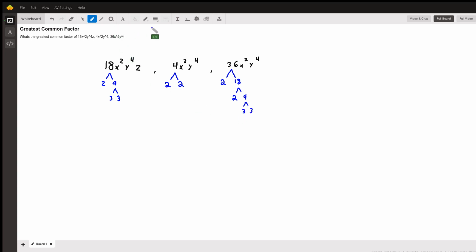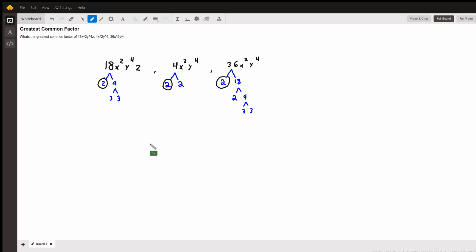Now, when finding the greatest common factor, we're looking for the factors that are the same in each of our 3 factor trees. So notice that each number has a factor of 2. So I'm just going to circle the 2, and you want to see if there's any other pairs of factors that match up. Well, there isn't. So that tells us that the greatest common factor between 18, 4, and 36 is going to be 2.